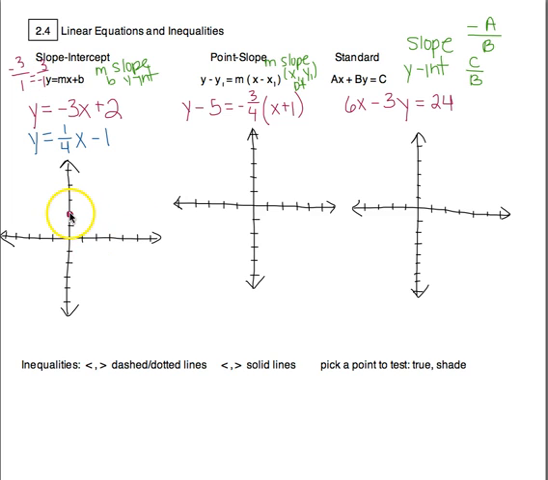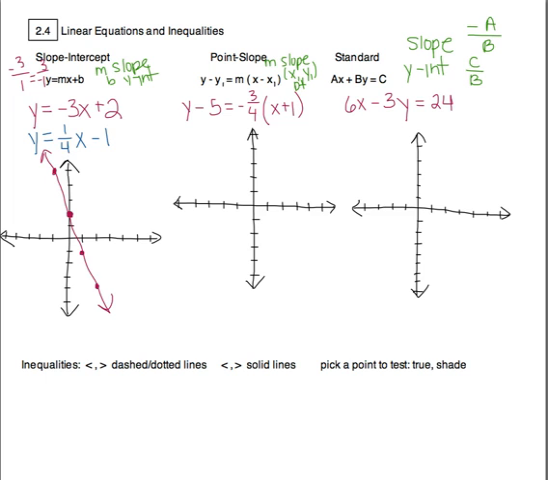So that means from this point, I can either go down 3, right 1, down 3, right 1, and continuing. Or I can also make the 3 the positive and the 1 the negative and go up 3, left 1. But don't say over. Over is nondescript. It doesn't really help us when we're graphing. So here is that line.